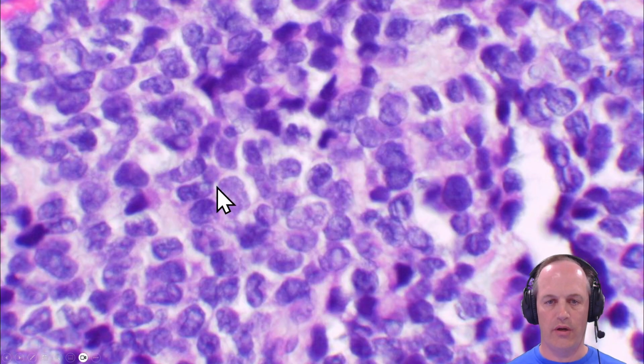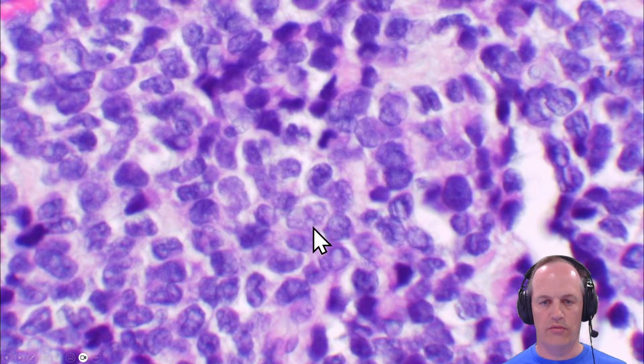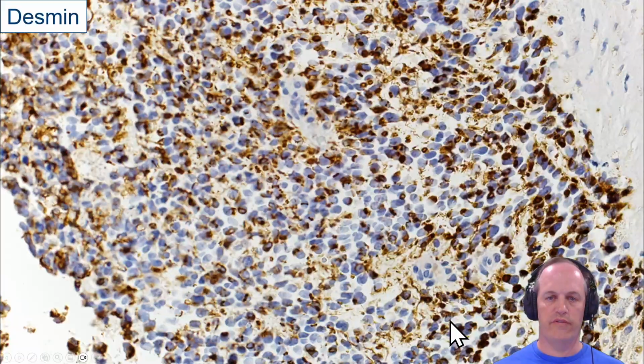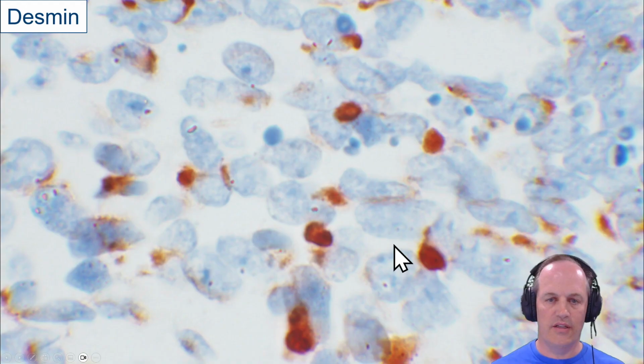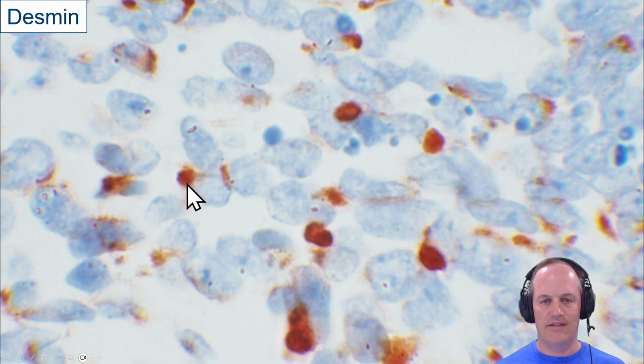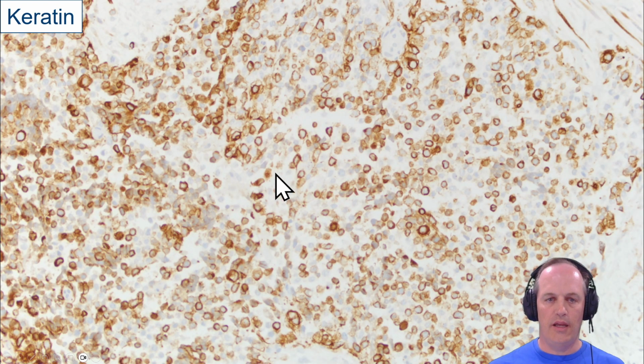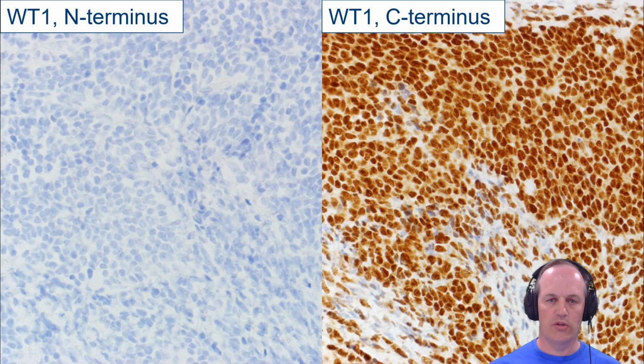Here's a good look at the high power. Really round to oval, really monotonous. It's very easy to find nuclei here that are similar size and shape. Again, a clue that this is fusion driven. Desmin is described to have a characteristic dot-like perinuclear reactivity. So here's a good look, high power. You see this dot-like perinuclear staining. This is actually desmin that's hung up in the Golgi apparatus of these cells, so it's perinuclear. And pancytokeratin tends to be pretty strong, can be kind of patchy, but you're generally going to find some pancytokeratin in these tumors when you stain them.